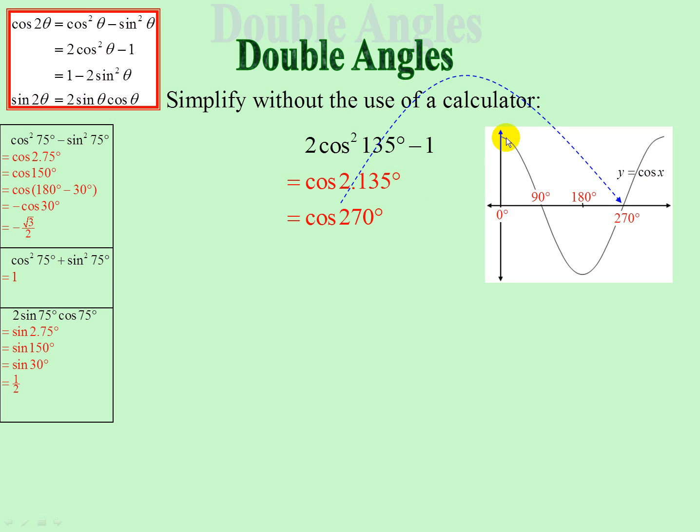But the easiest is the graph. I mentioned it in a previous video, because we can picture this. Cos starting at 1 and then going down and coming back up to 1. Now, 270, 0, 90, 180, 270. Oh, cos 270 is 0.